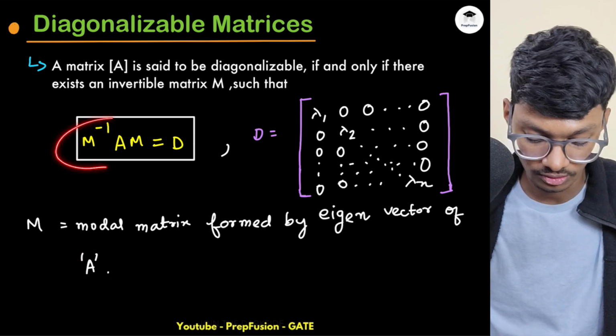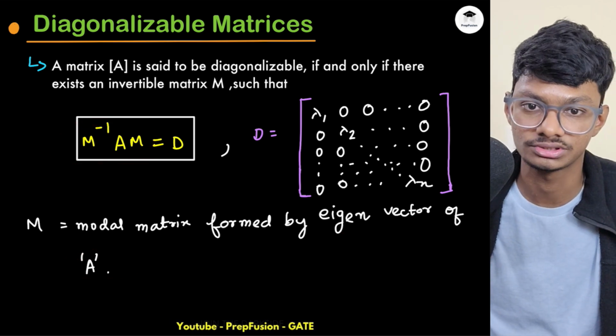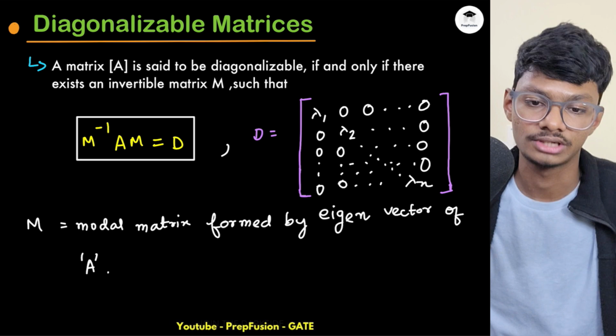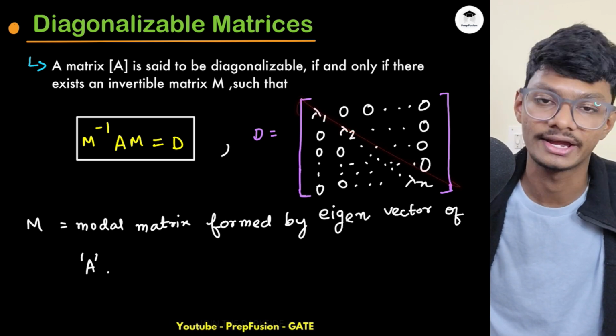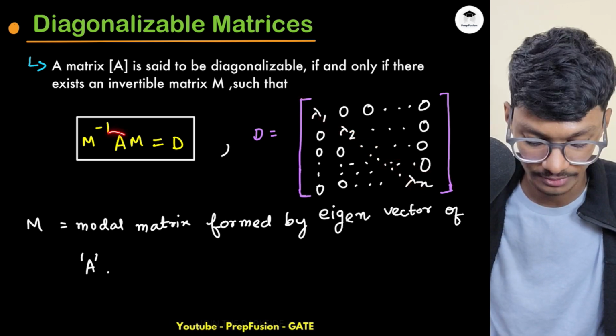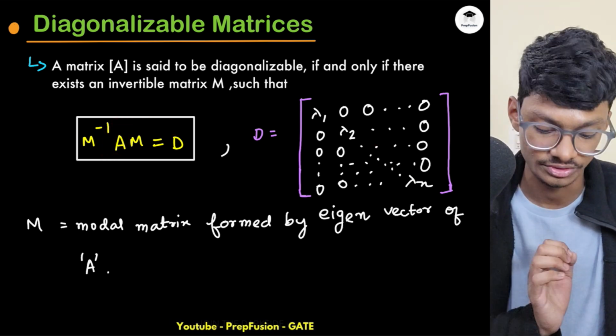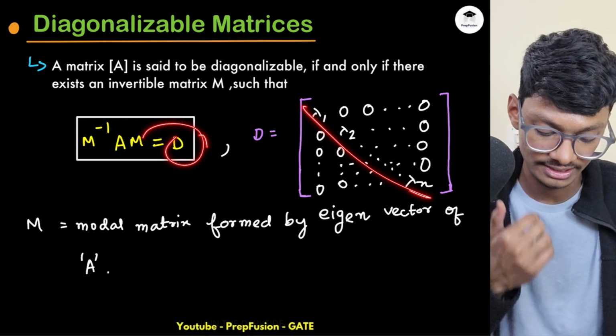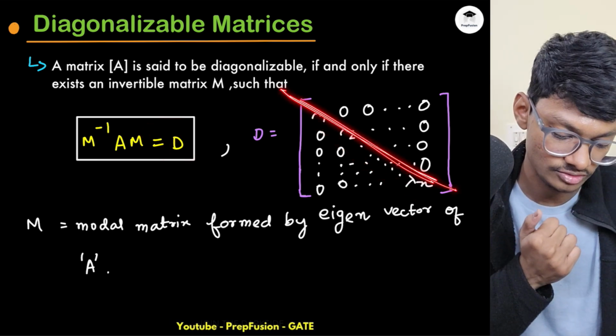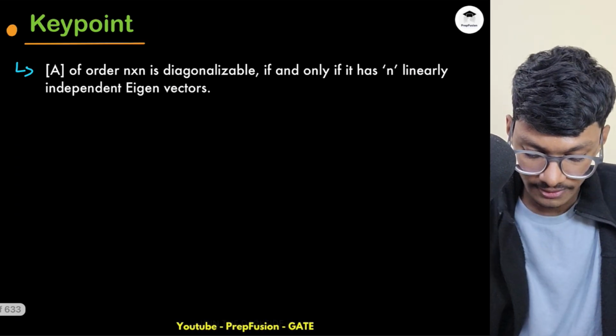The result after applying the similarity transformation is the diagonal matrix, and the diagonal matrix will have all of its eigenvalues the same as A. Since this is simply a similarity transformation, the eigenvalues need to be the same, and as I'm getting a diagonal matrix, the eigenvalues will be on the diagonal.